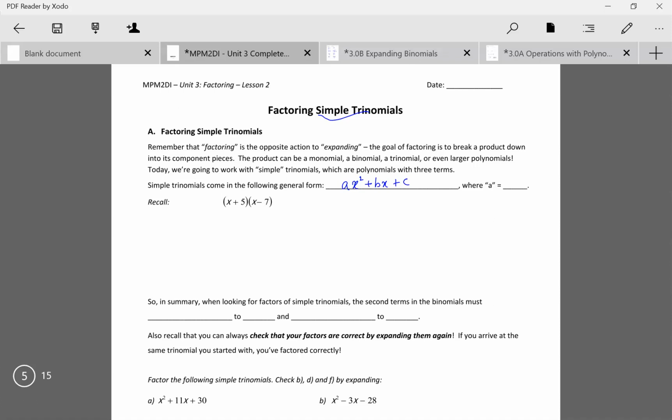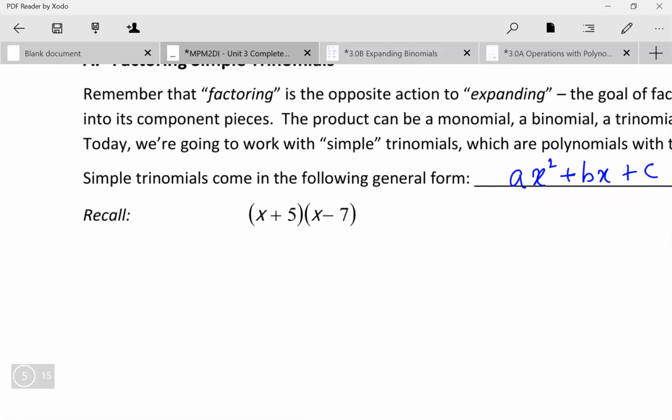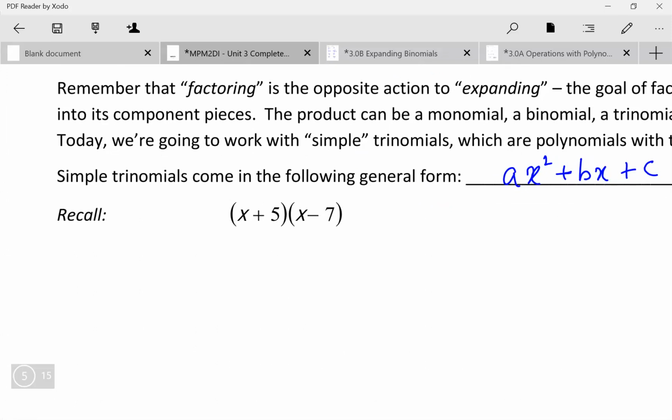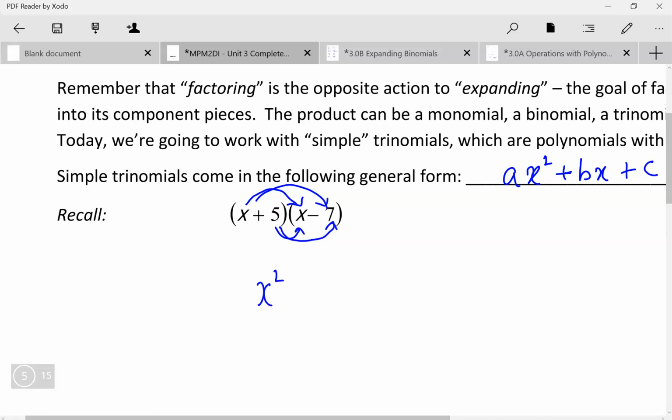So right now, we're going to be just factoring the simple one where the x squared term equals 1. So let's take a look and refresh our expanded form. Again, we're using the distributive property, the crab claw, or the rule here. So x times x, x squared, x times negative 7, negative 7x, plus 5 times x is plus 5x, and 5 times negative 7 is negative 35.